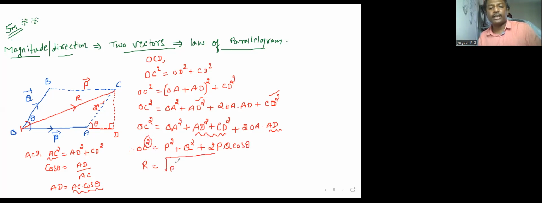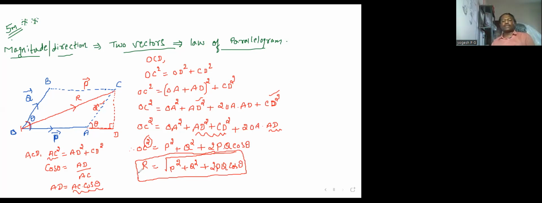So what is the resultant vector? P squared plus Q squared plus what? Two PQ cos theta. So what's the formula for the magnitude of the resultant vector, students? R equals root of P squared plus Q squared plus 2PQ cos theta. This is the magnitude of the two vectors using the law of parallelogram.